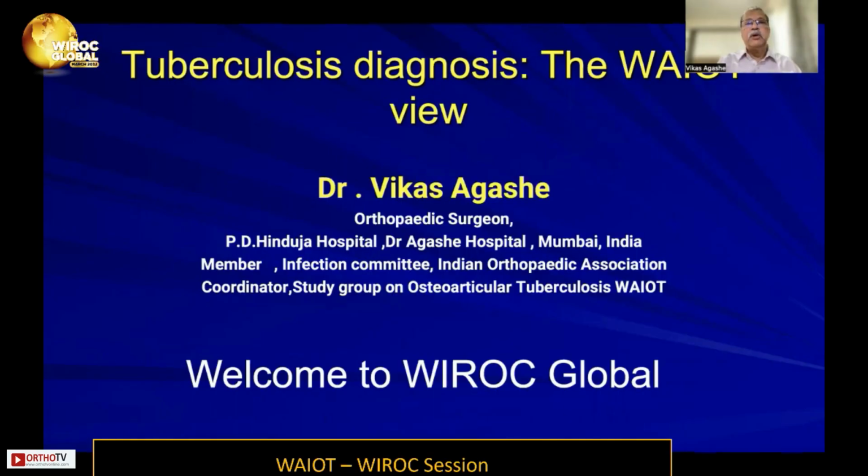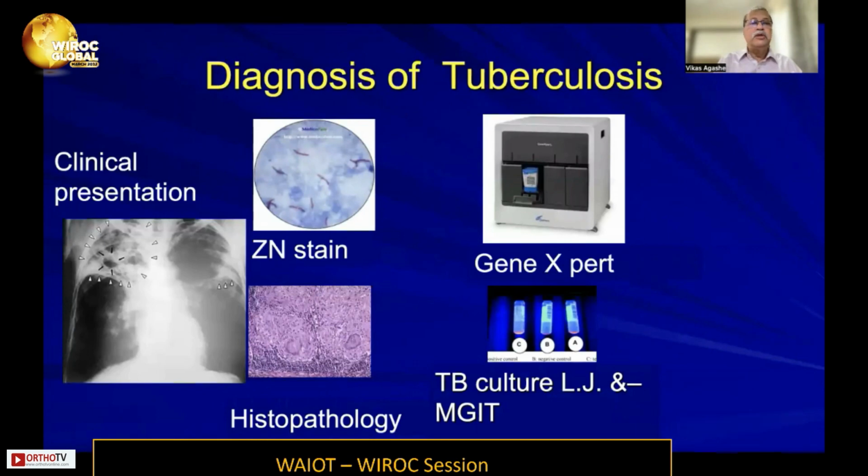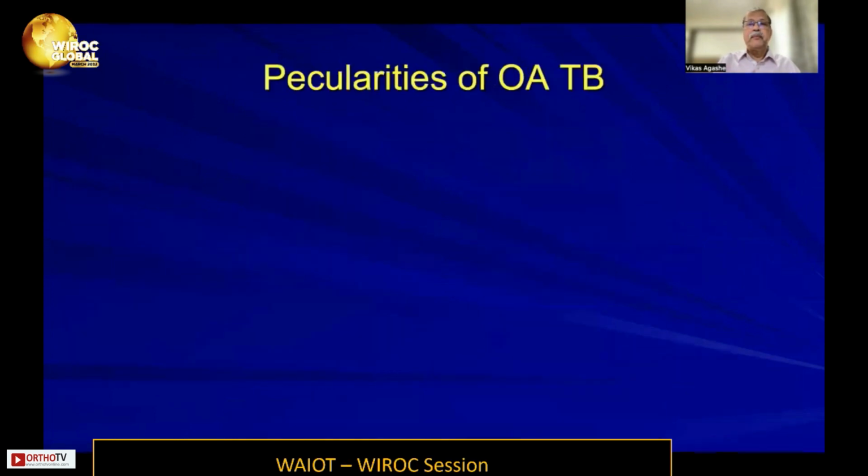I'll be discussing tuberculosis diagnosis, the WAIOT view. Diagnosis of tuberculosis, any tuberculosis, generally has two components. One is clinico-radiologically one suspects, and then some tests like smear, GeneXpert, histopathology, and of course, TB culture, which could be LJ or MGIT. The gold standard is TB culture.